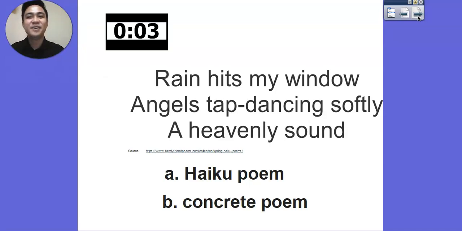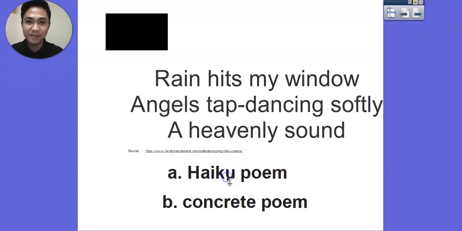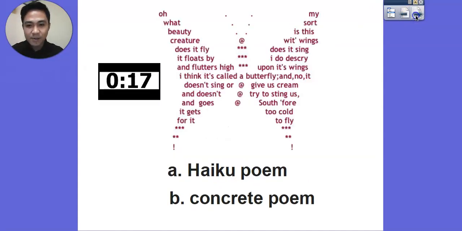Okay, 4, 3, 2, 1. Time is up. The correct answer is letter A. Haiku poem. Okay? Now, last, we still have another one. All right. Okay. The correct answer is letter B. Correct. It is an example of a concrete poem.